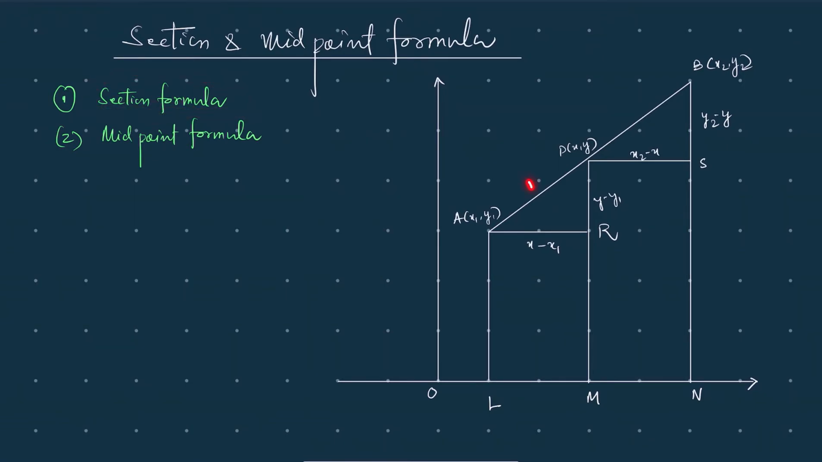Here this one is m1 and this one is m2. So I'm going to write this is m1 and this is m2. It means what is AP? You can see here AP, and this is called BP. So we can write AP by BP is equal to m1 by m2. Now we can derive this.